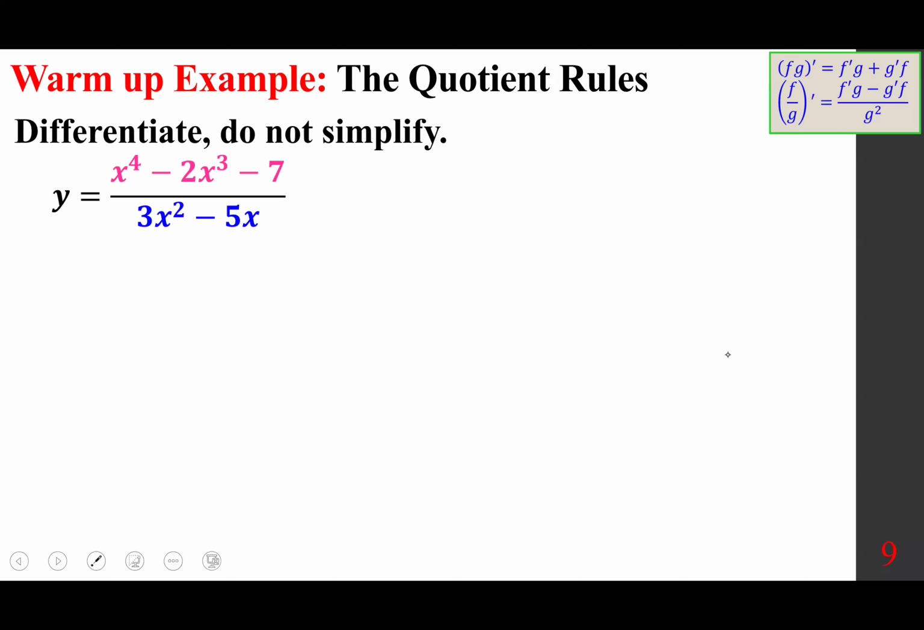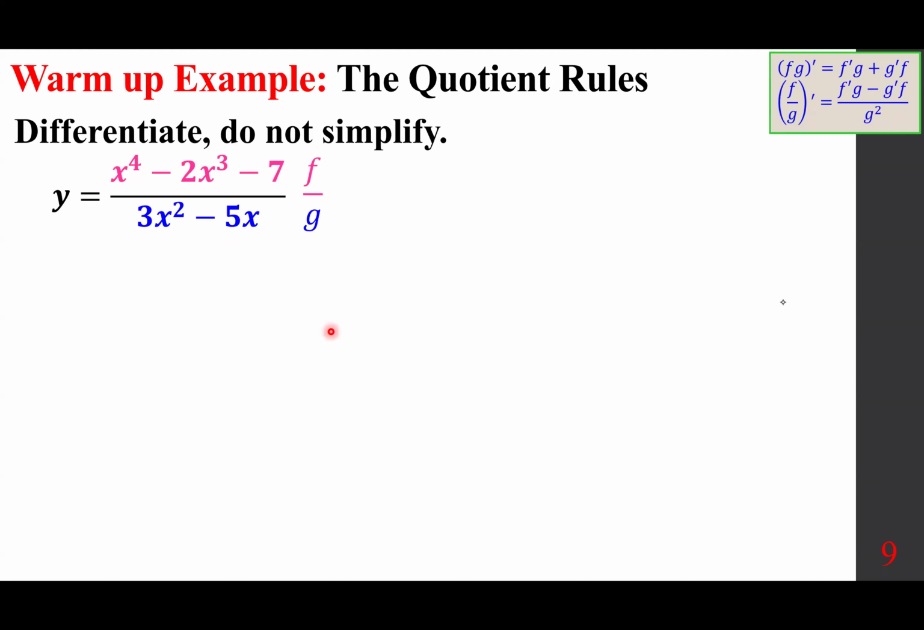Again, we are looking at the quotient rule, the warm-up example. We're not going to simplify. And you may recall that the numerator was f, the bottom was g when we did the product rule. So we are going to stick with that. If I am given this question, I'm going to write this from memory and follow that. So the top is the f function, the bottom is the g function.